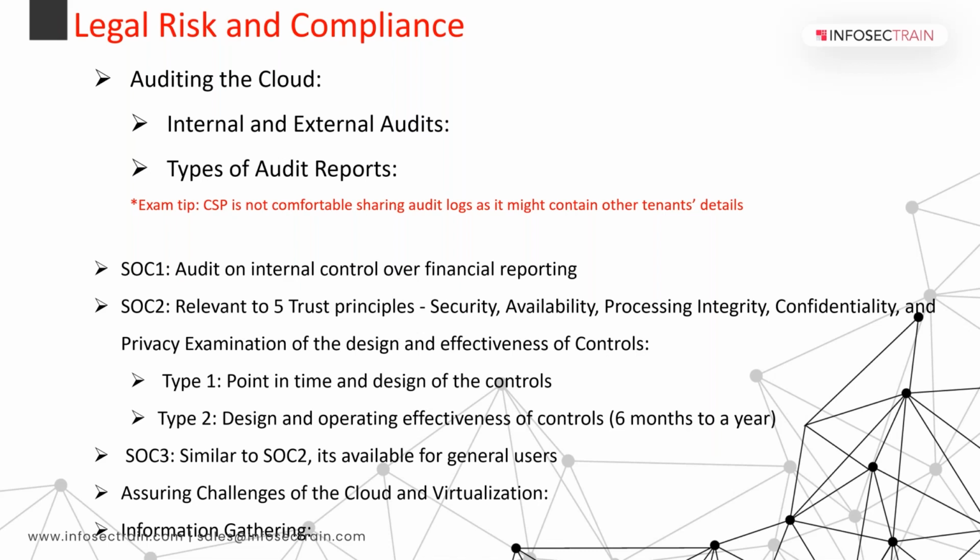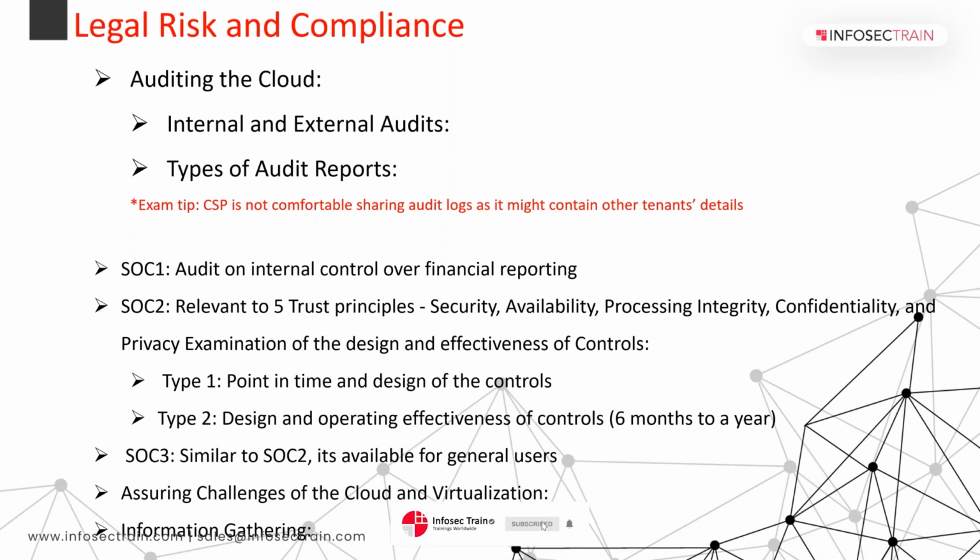For SOC 1 and SOC 2, the type 1 report is just in time, or point in time. It does not give you any information for the past 6 months or past 3 months. It is at that point in time what the posture of an organization is, if it is SOC 1 from a financial perspective, if it is SOC 2 from an information technology perspective. And the type 2 report is for a 6 months to a year period. It gives you the detailed data.